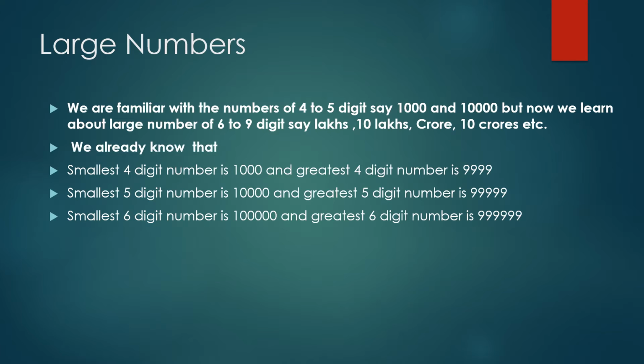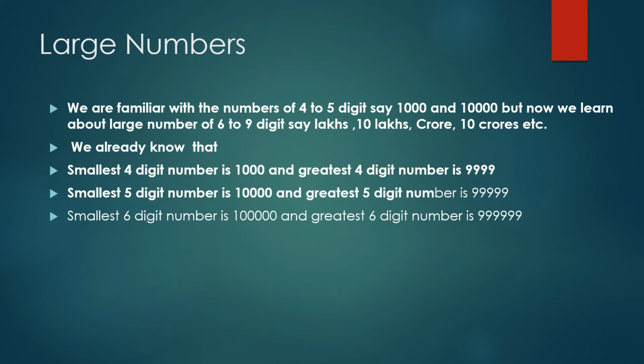As we already know, in 4-digit numbers, the smallest 4-digit number is 1000 and the greatest 4-digit number is 9999. In 5-digit numbers, the smallest 5-digit number is 10,000 and the greatest is 99,999. Similarly, in 6-digit numbers, the smallest 6-digit number is 1 lakh and the greatest 6-digit number is 9,99,999.